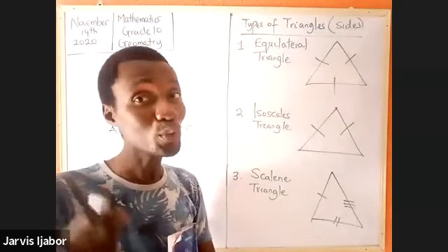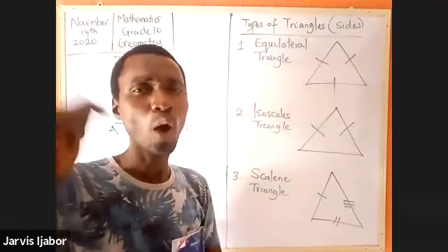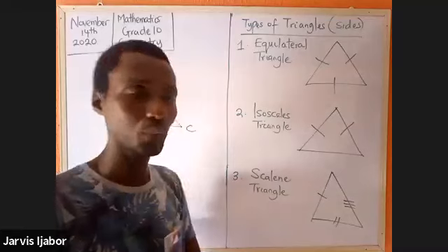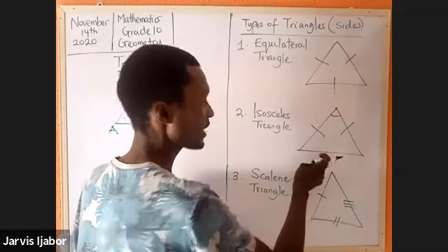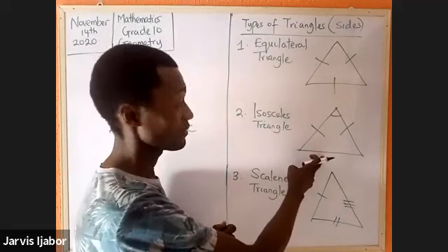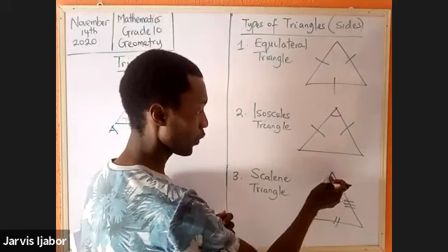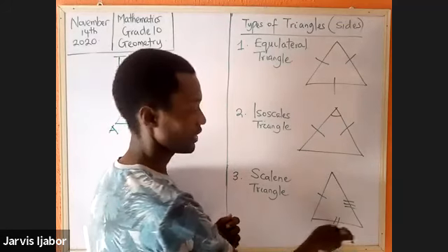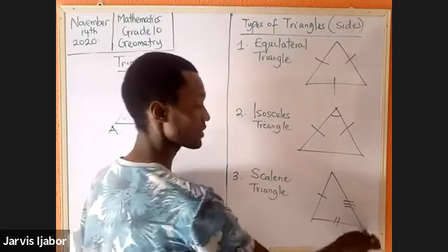Now, let me shock you with something. The longest side will always face the biggest angle. Now look at this. This angle is the reason why this side is the longest. This angle will open to the extent of this side. This angle will open to the extent of this side. This angle will open to the extent of this side.